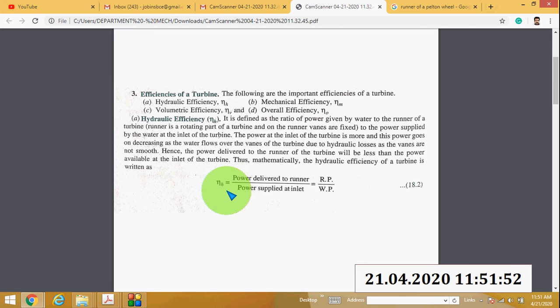So hydraulic efficiency, this is the equation, see 18.2. This is RP divided by WP. Learn this by heart: hydraulic efficiency is equal to RP divided by WP. What is RP? RP means runner power and WP means water power.